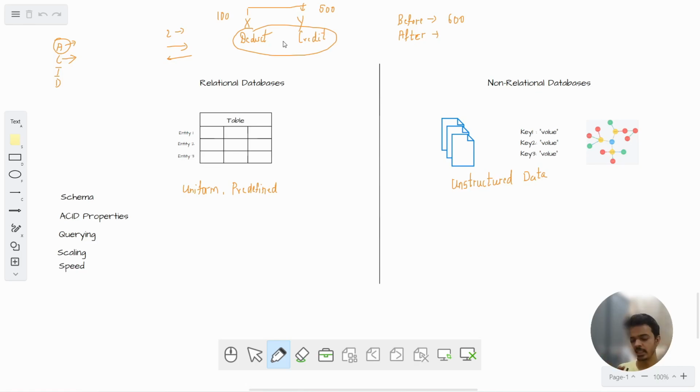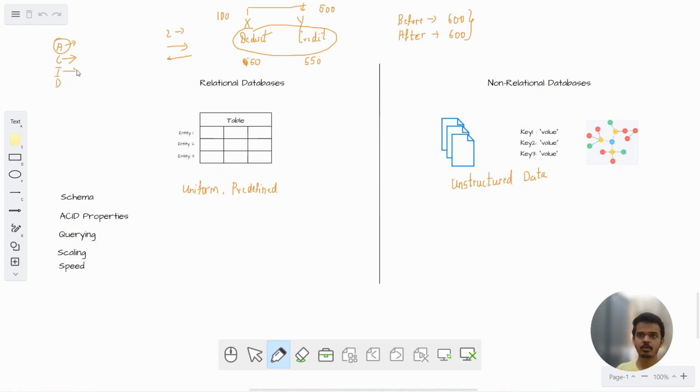Why? Let's say 50 rupees was transferred from account X to account Y. After the transaction, the amount with X should be 50 and the amount in account Y should be 550. So afterwards also the total of both accounts should be 600 only. So the database should be consistent before and after the transaction.